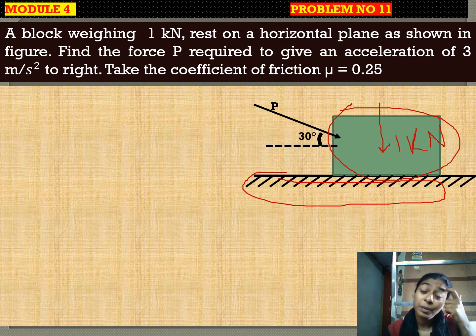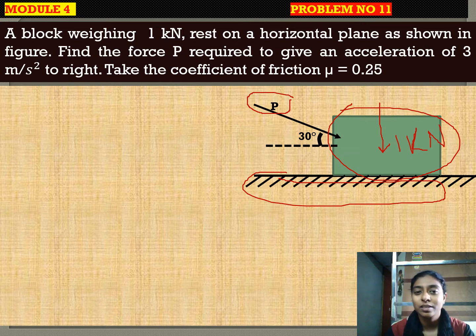Find the force P required. So force P is applied in an inclined direction to give an acceleration. Acceleration is given as 3 meters per second square towards the right. So force is applied towards the right in an inclined direction. The force is inclined at an angle of 30 degree. Take the coefficient of friction, mu is equal to 0.25.